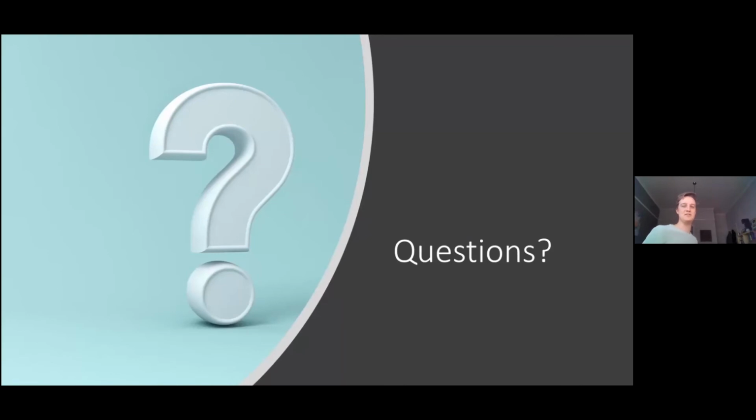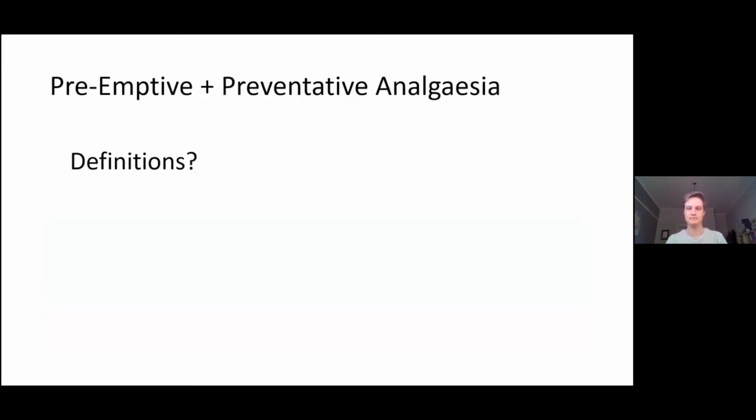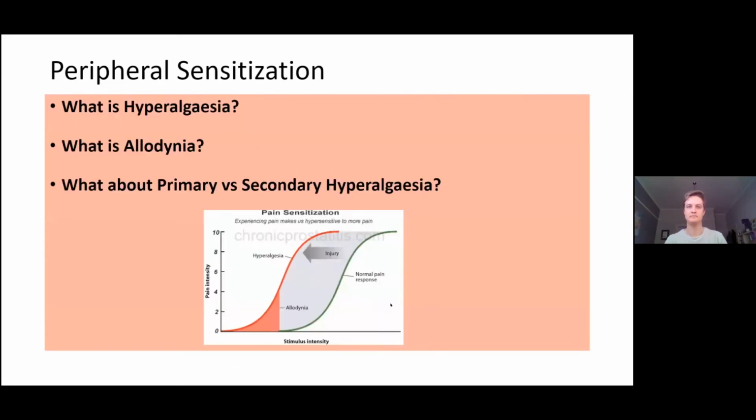Any questions from anyone? Mason, I just had a quick question about allodynia. I'd always learned that allodynia occurred at the dorsal horn, not peripherally, because of those wide dynamic range neurons and sprouting. So is there a mechanism where it happens peripherally as well?